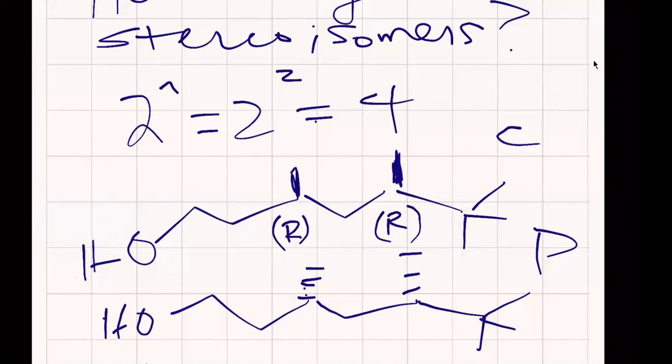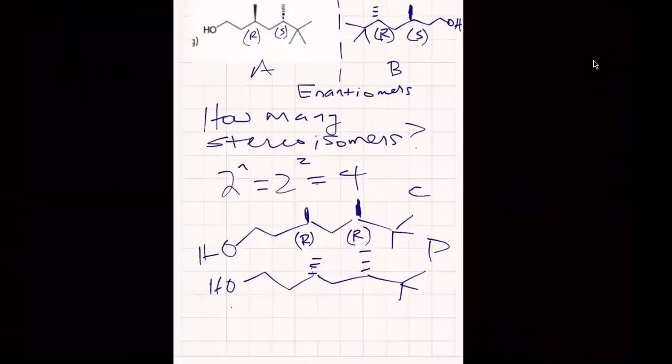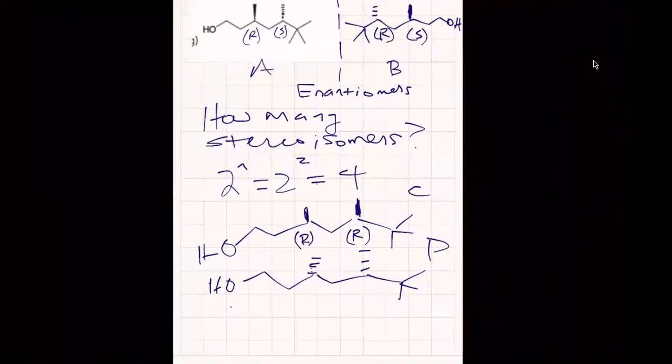R or S is based on the priority of the groups around the chiral center. That's how you determine if it's R or S. Everybody agree that this C should be R? Yes. And do you see how we don't have to go through the exercise now since we did the first one? This one will be S. Do you agree with that? Yes. And C and D are enantiomers of each other, but they are diastereomers of A or B.